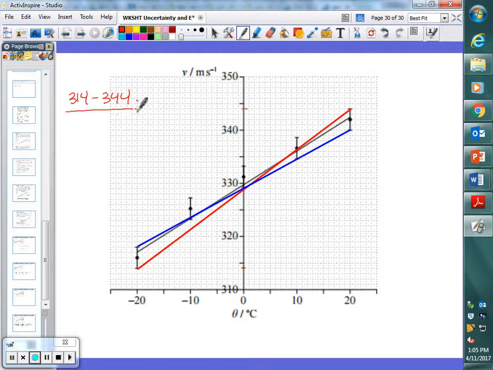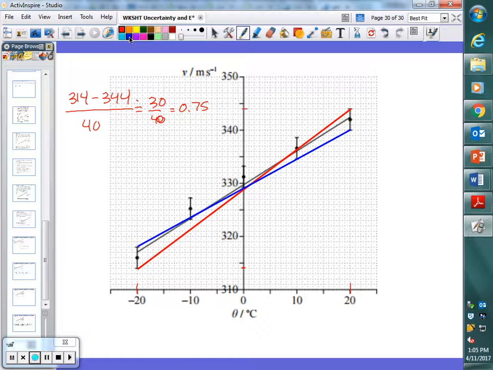And then the run is along the x-axis. It started at 20 degrees Celsius. It ended at negative 20 degrees Celsius. So that's a change of 40 degrees on the x-axis, yes? All right. So this one is actually a pretty easy one to calculate. That's the slope of that line, yes? Okay.